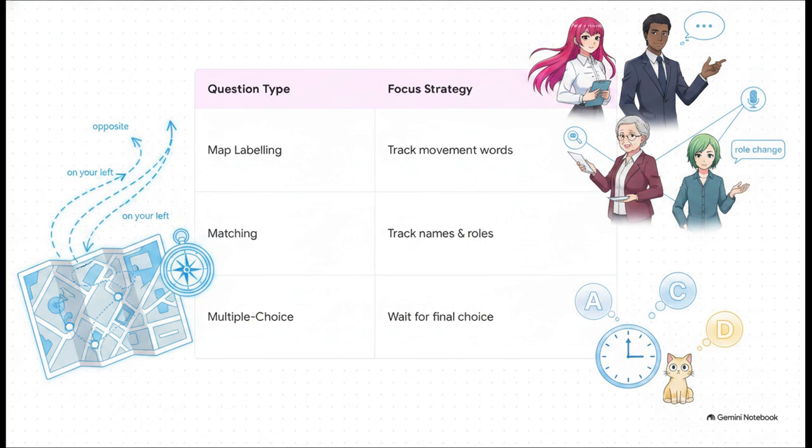Let's walk through them. For map labeling, your entire focus needs to be on tracking movement vocabulary, words like opposite, next to, or on your left. If you lose the directional language, you are completely lost on the map. For matching questions, you have to track who said what, keeping names, opinions, and role changes perfectly organized. And for multiple choice, just like we discussed, your strategy is pure patience. They will mention several options before deciding, so you must wait for the final confirmation.